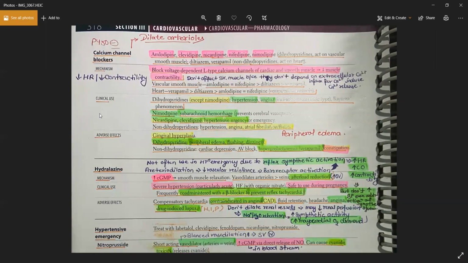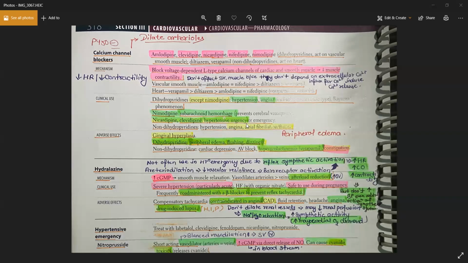Then let's talk about the clinical uses. All of these drugs can be used for hypertension. Nimodipine has a special use. It prevents complications in case of subarachnoid hemorrhage. In case of subarachnoid hemorrhage, you have a complication which is cerebral vasospasm. After subarachnoid hemorrhage, 3 or 4 days later, the patient can experience a cerebral vasospasm. To prevent this condition, you will give the patient nimodipine. Very important.